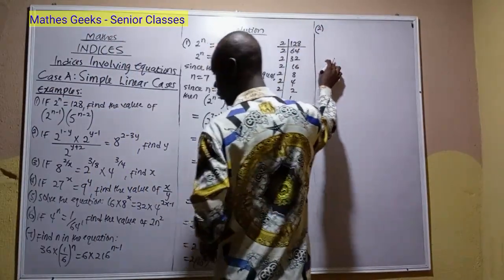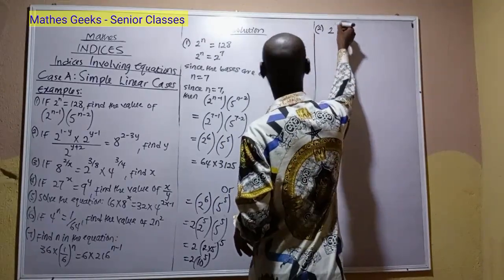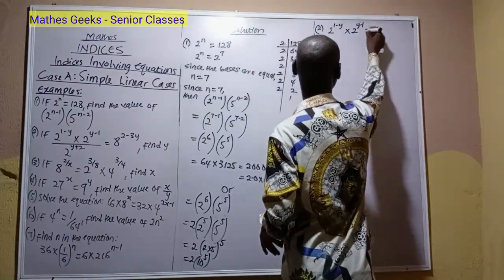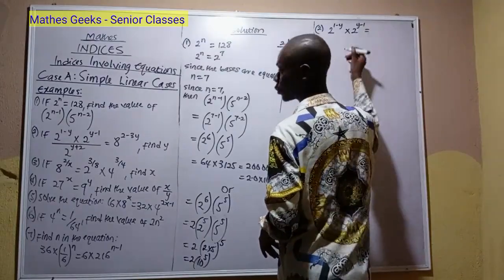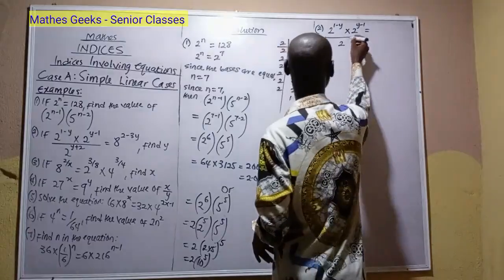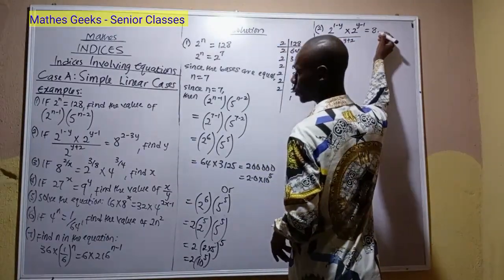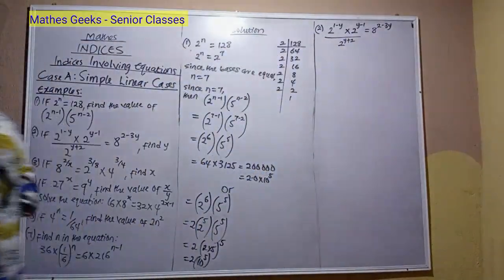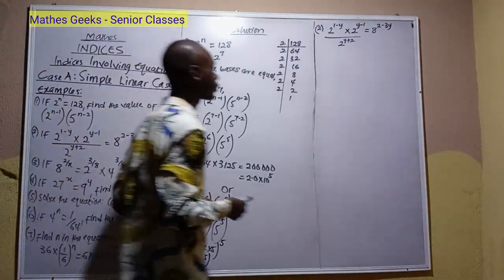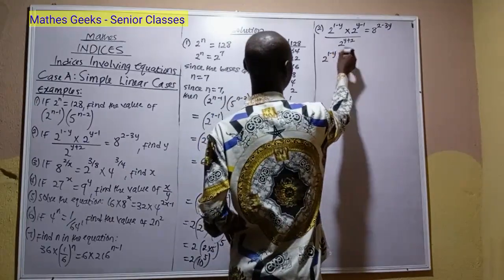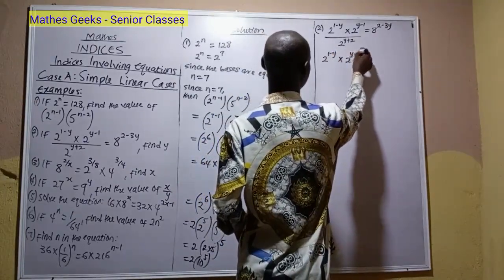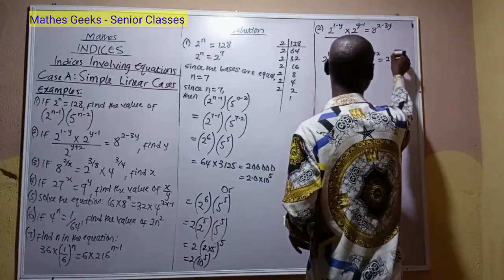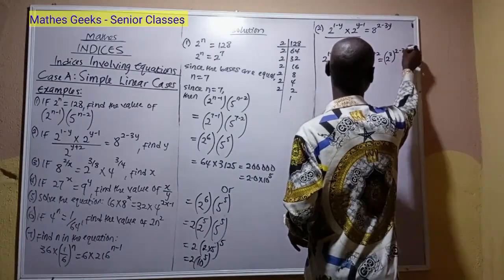Number 2. 2 raised to 1 minus y times 2 raised to y minus 1, over 2 raised to y plus 2, is equal to 8 raised to 2 minus 3y. 8 is 2 raised to the power 3, 2 minus 3y.